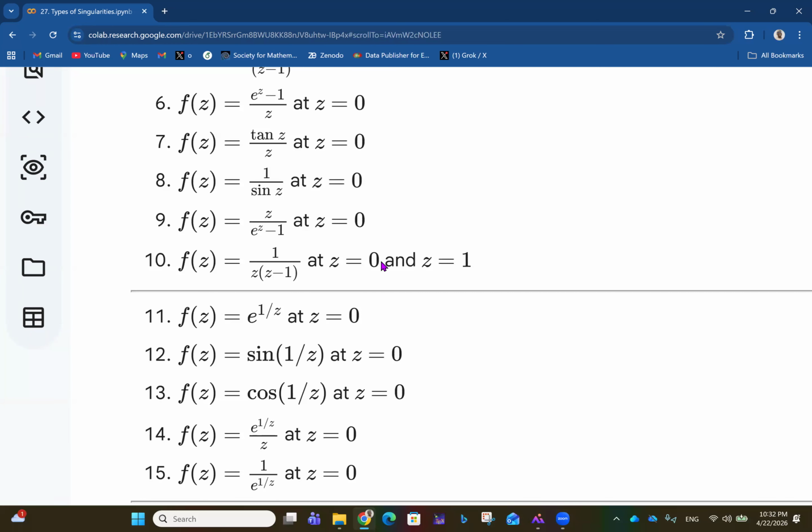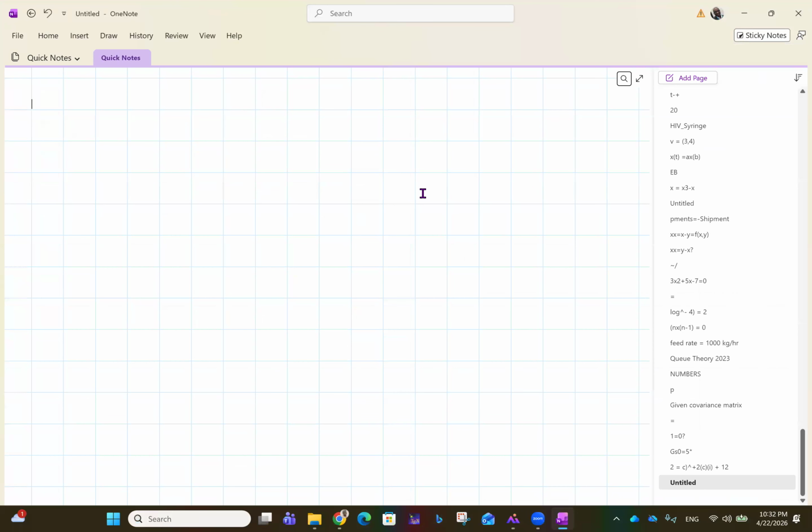So question 11: f of z equals e raised to 1 over z at z equals 0. I think we did this already, but it's okay, I'll just explain it better. So let's take those two, problem 2 and problem 11, and then we call it a day with this particular video.